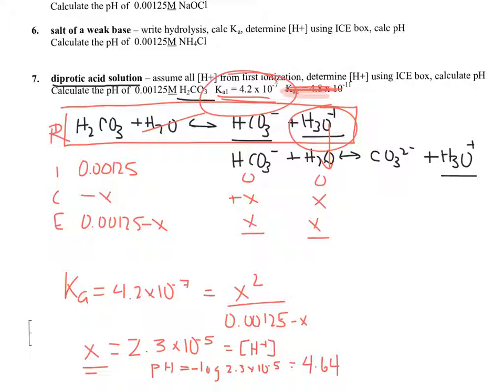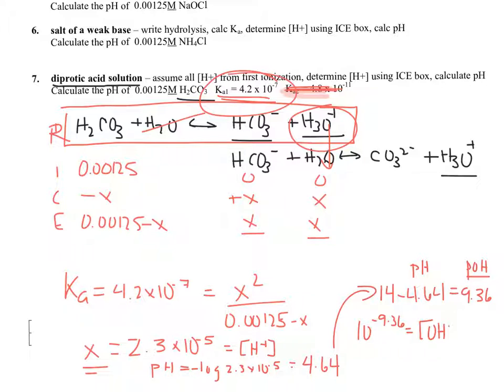4.64. So if that's my pH, then my pOH is going to be 14 minus 4.64. 14 minus my pH, which is going to give me my pOH, which in this case is going to be 9.36. So now that I know that my pOH is 9.36, 10 to the negative 9.36 will equal my hydroxide concentration, just in case you're interested, which in this case is going to be 4.3 times 10 to the negative 10. All right, hope this helped.